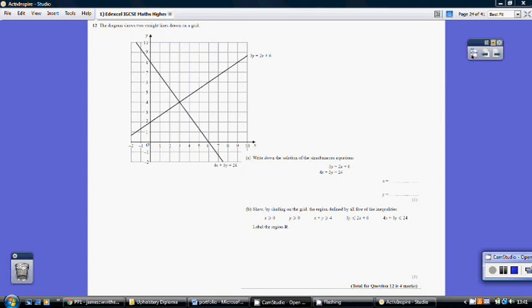Question 12. So part A, write down the solution of this simultaneous equation. Well, there's only one mark going for this, so there can't be a lot of work to do. The solution is simply where the two lines cross, so that's where x equals 3 and y equals 4.